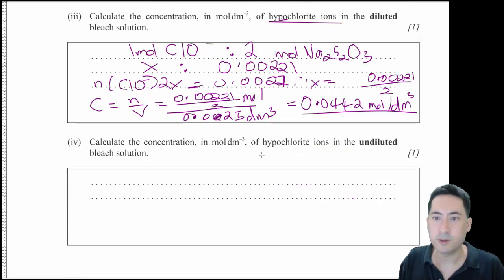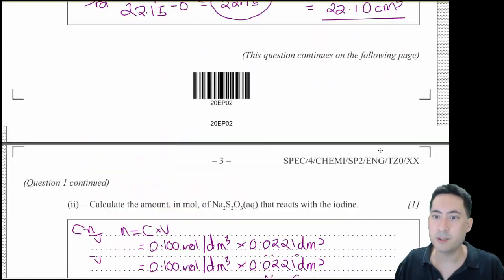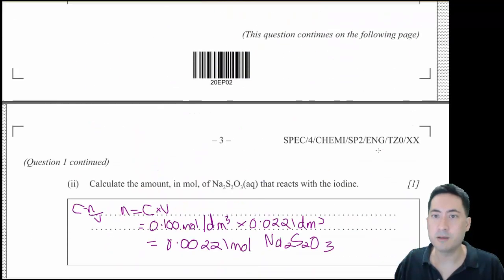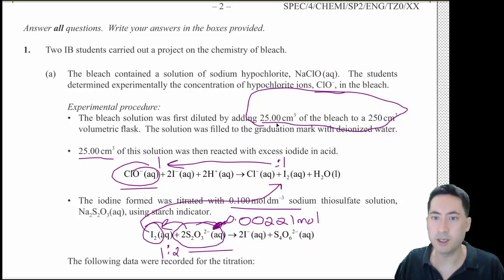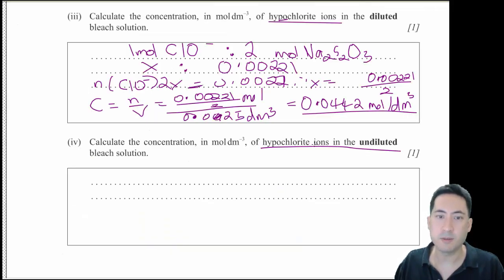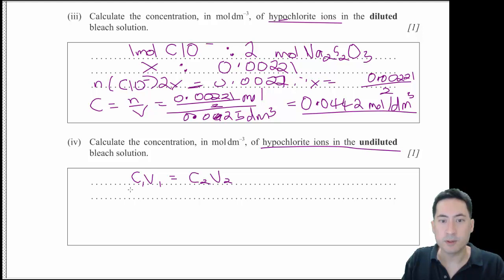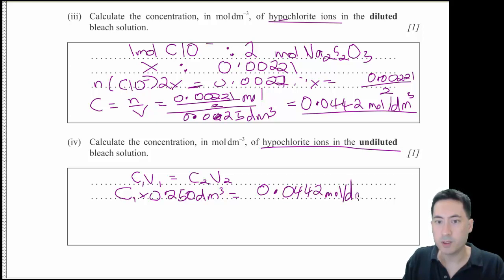Finally, calculate the concentration of hypochlorite ions in the undiluted solution. We've worked out the concentration of the 25 mils, and we know that originally the 25 mils was diluted 1 in 10 to 250 mils. There are several ways to do that, but you don't have much room here. So we might try C1V1 equals C2V2. The original concentration is what we're after here, and the diluted volume was 250 mils, so that's 0.250 decimeters cubed. The concentration worked out up there was 0.0442 moles per decimeter cubed, and that was in 25 mils.